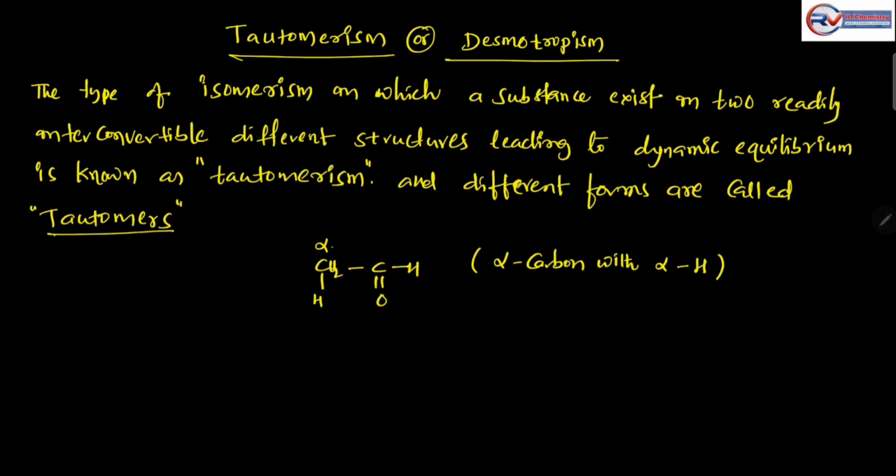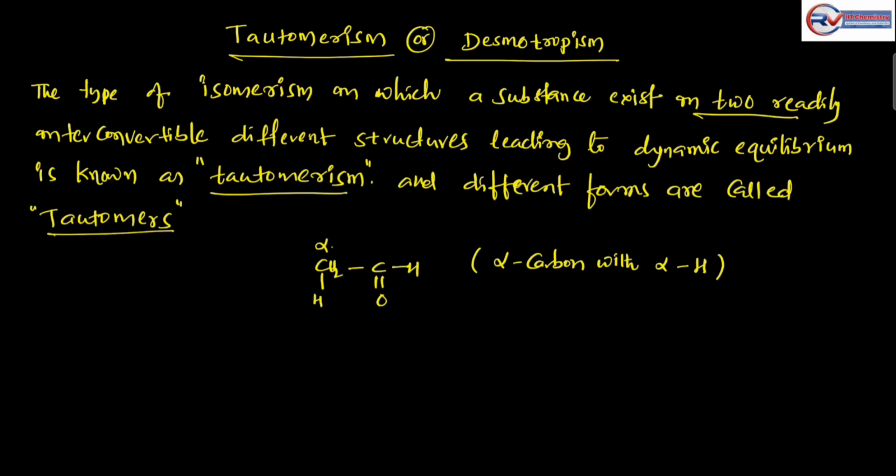Tautomerism means the type of isomerism in which a substance exists in two readily interconvertible different structures leading to dynamic equilibrium, and the different forms are called tautomers.